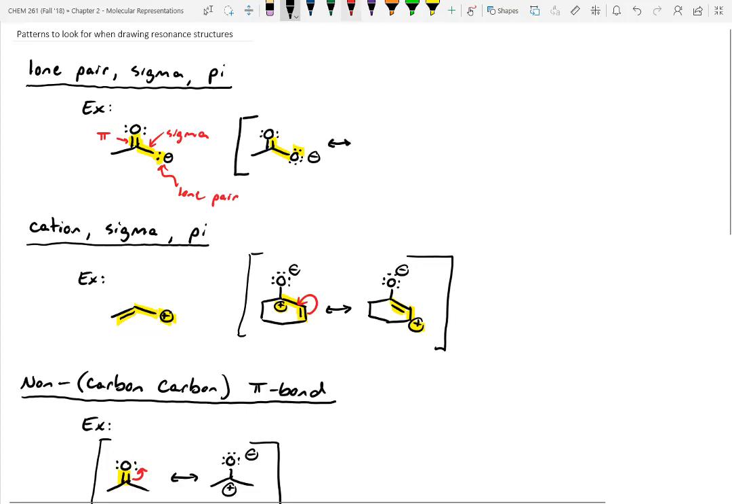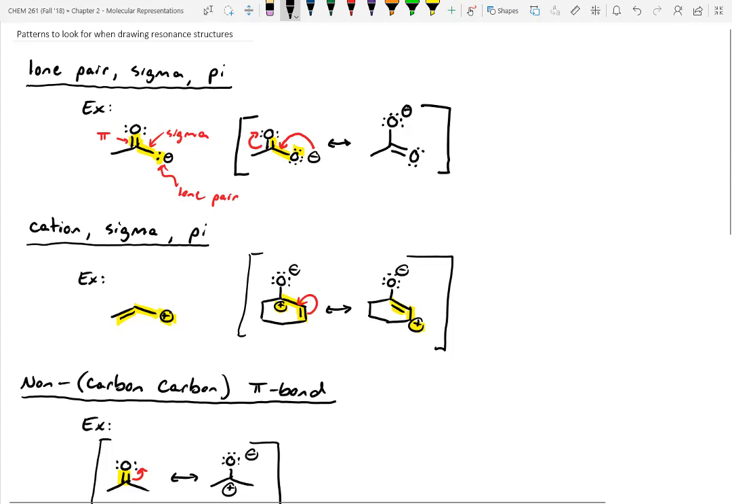For example, you could take this negative charge, move it right there. That violates the octet on the carbon, but we can fix that and we can pull the electron up to oxygen, right? So that's one option. It's pretty common. And in this example, we actually have degenerate resonance structures, right? Because they're equal contributors. One's not more important than the other.